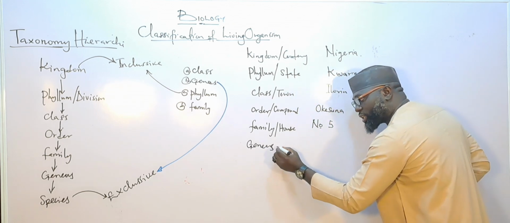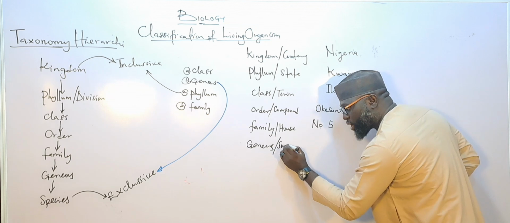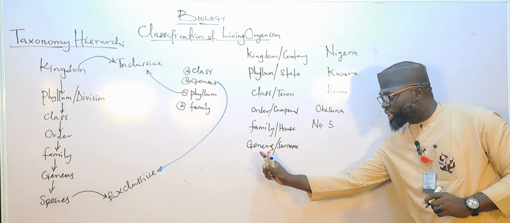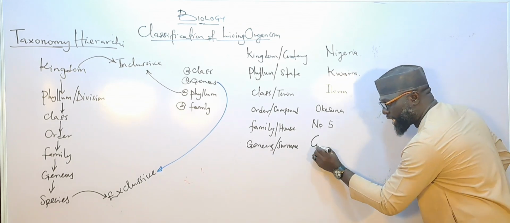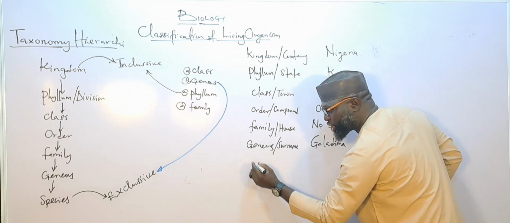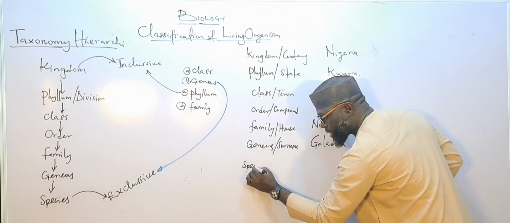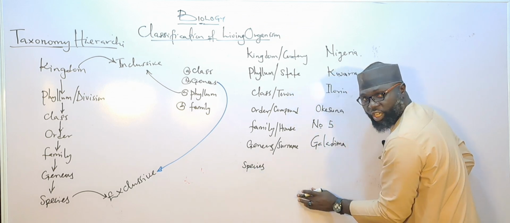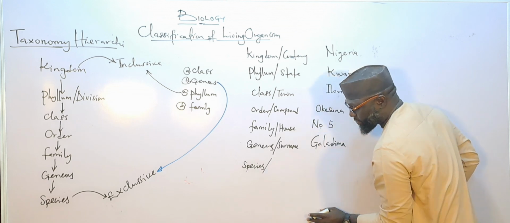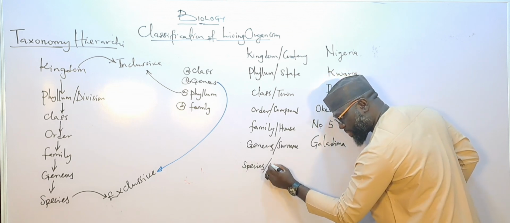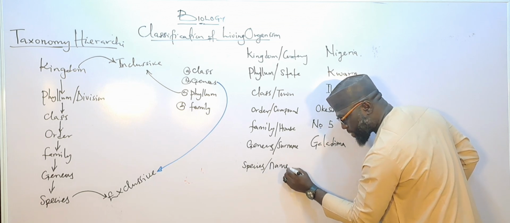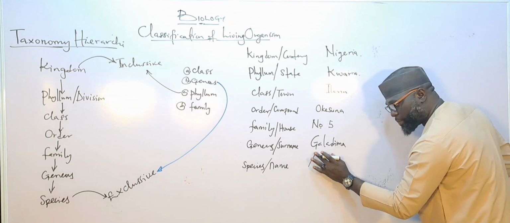So genius is what? Is my son name. So when you get to the son, genius is son name, which is what? Galadima. And species. Species is what? Is my name, which is what? Abdul.